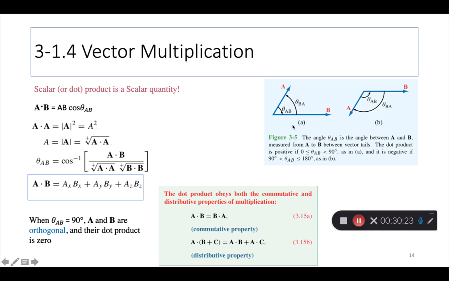How to look at angle theta AB, angle theta BA, etc. Positive or negative, depending on the magnitude of the angle. Lastly, the dot product obeys both the commutative and distributive properties of multiplication. So A dot B is nothing but B dot A. Similarly, A dot (B plus C) is A dot B plus A dot C. This is the distributive property.